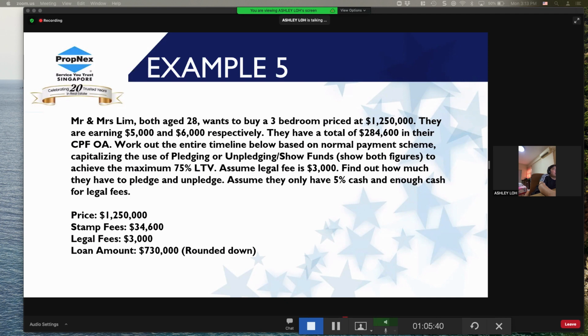Yes, Stefan, the bank will not give the bridging loan. One of the requirements for the bridging loan is that you have to be on the deferred payment scheme. If you're on NPS, you can't apply for a bridging loan. Sorry.